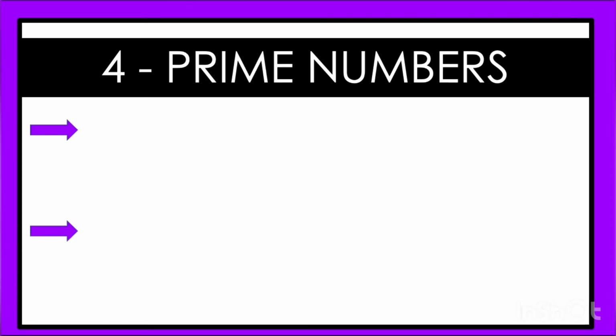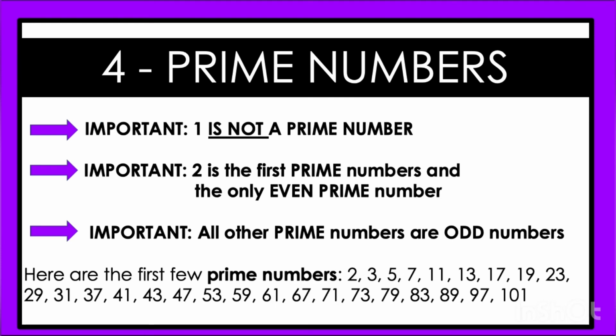There are 3 important facts. 1 is not a prime number. The number 1 is not a prime number. 2 is the first prime number and it's the only even prime number. And all other prime numbers are odd, except for number 2, which we've just said.